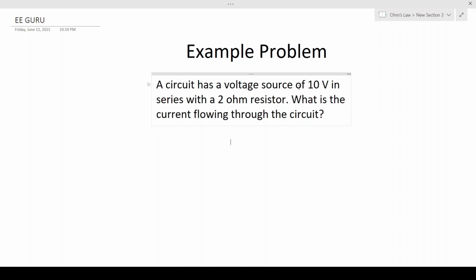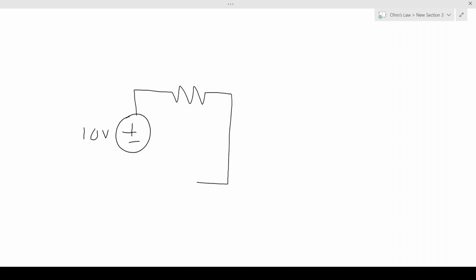So the first thing we're going to do is we're going to draw the circuit to get a visual understanding of what's going on. Okay, so we have our 10 volt source in series with a 2 ohm resistor. We're going to use Ohm's Law to solve for the current flowing through the circuit.